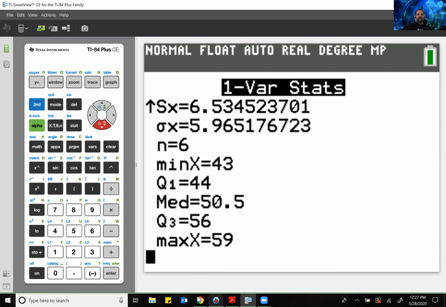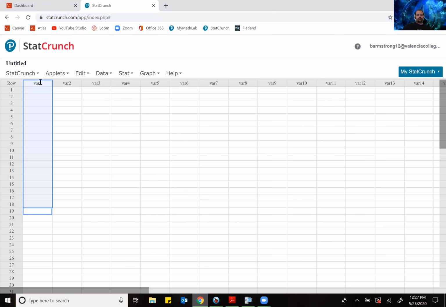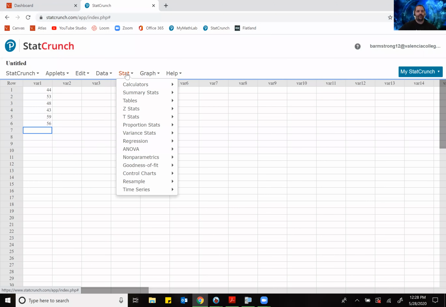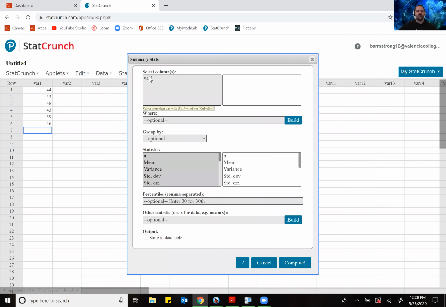Now, if we were in StatCrunch, we put our numbers in: 44, 53, 48, 43, 59, and 56. Now where would I go if I want to find the mean in StatCrunch? Stat. Okay, then what? Summary stats. Then what? Columns, because we're looking at a column, right? Select the column and hit compute.